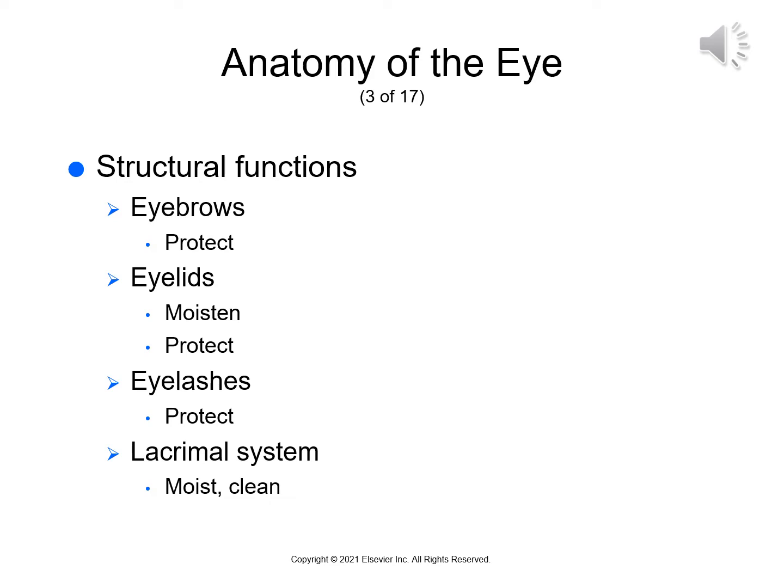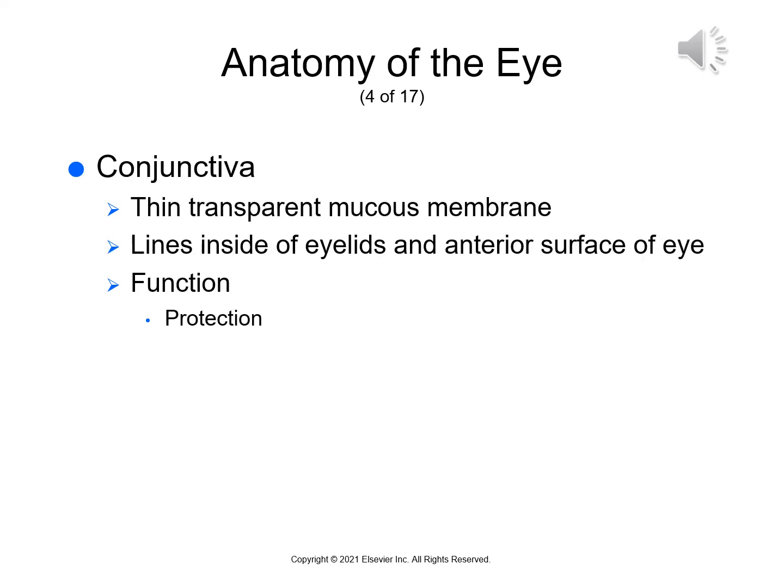So the eyebrows, eyelids, and eyelashes have structural functions serving the eye. The lacrimal system produces, distributes, and removes tears, which keep eye surfaces moist and clean. Okay, so a lot of these slides that we're about to come on, we've just talked about. The conjunctiva lines the inside of the eyeballs and the globe. Conjunctivitis is a relatively common eye disorder.